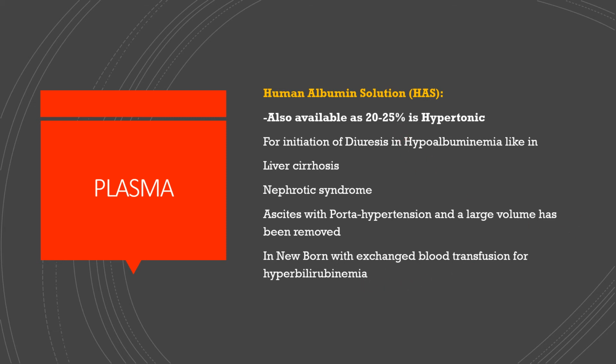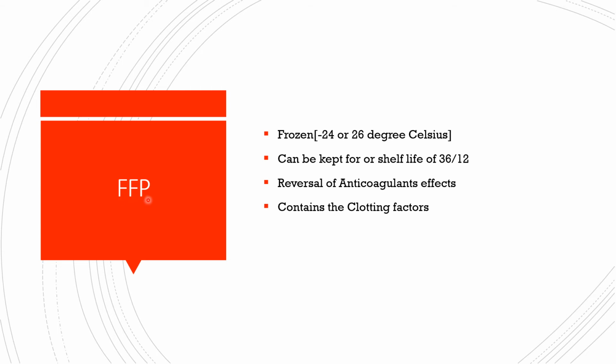Okay, fresh frozen plasma. Well, it will be fresh when the sample was taken, but then 3 years after we are still using it. Okay, it will be frozen at -24 or -26 degrees Celsius. Many people will put it as -25 degrees Celsius. Now in between, right? Can be kept for as long as 3 years. Helpful in the face of reversal of anticoagulant effects, and it contains clotting factors.